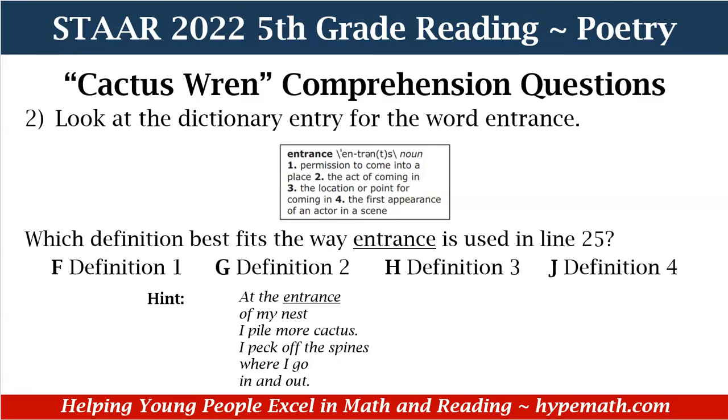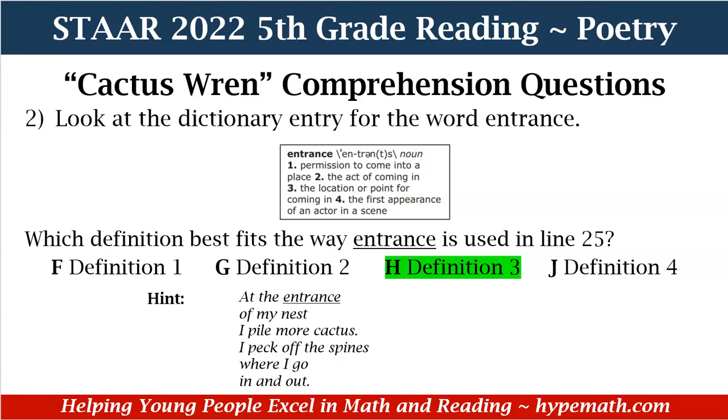And now let's look at how it's used in the poem. At the entrance of my nest, I pile more cactus. I peck off the spines where I go in and out. So is entrance talking about definition 1, permission to come into a place, definition 2, the act of coming in, definition 3, the location or point for coming in, or definition 4, the first appearance of an actor in a scene? It is definition 3. H is our correct answer, the location or point for coming in.